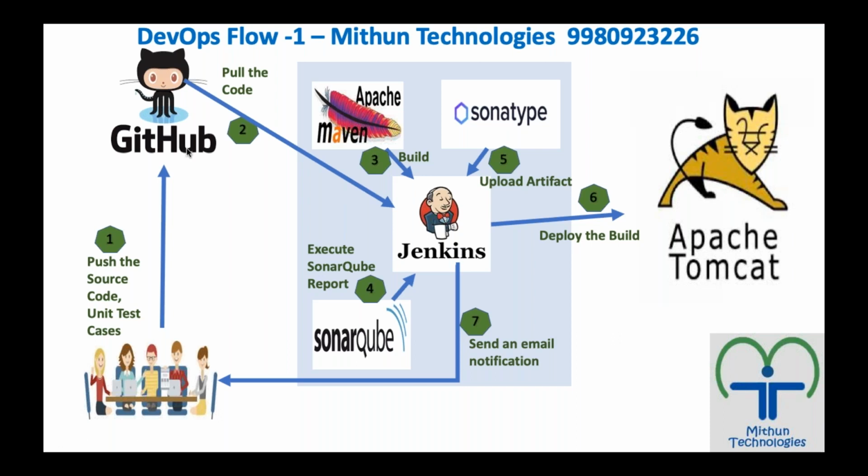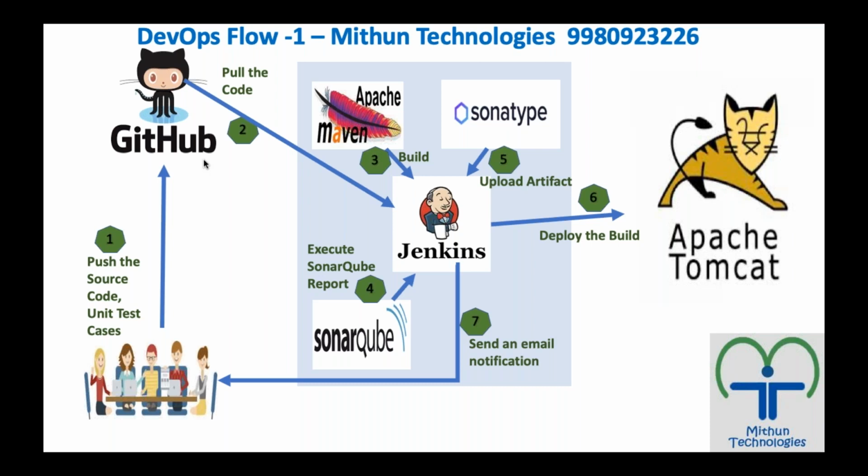GitHub and it will check whether updated code is there or not. If updated code is there, then only it is going to trigger the job. Otherwise, the job is not going to trigger. But Jenkins will go and check every time: is there any updated code or not? On what basis is it going to identify whether updated code is there or not?